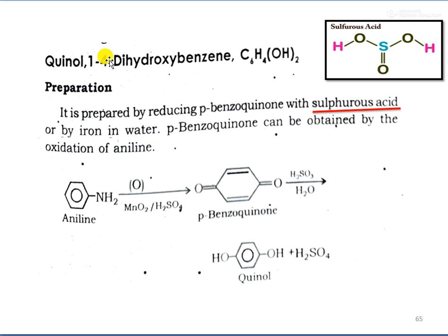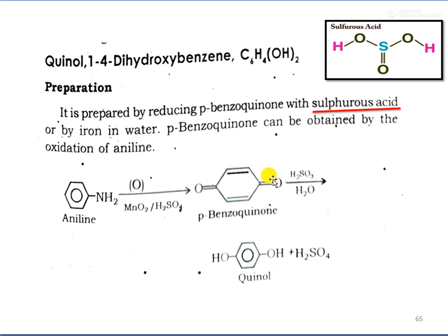Then quinol. Quinol is 1,4-dihydroxybenzene. For the preparation of quinol, it is prepared by the sulfonation reaction of para-benzoquinone. So here, initially aniline is oxidized to para-benzoquinone.